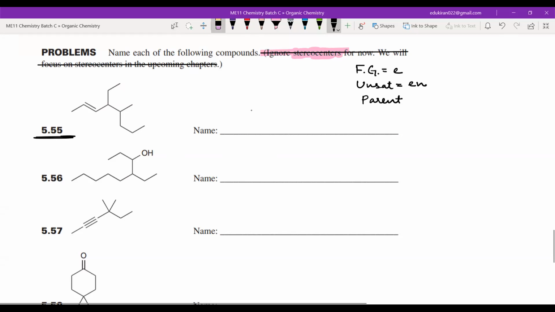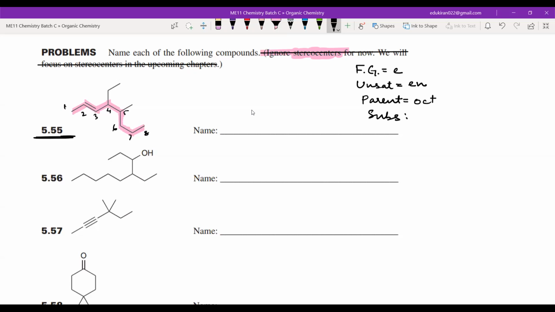So we have, okay, I hope you guys took this as parent. Yes or no? Yes, sir. So how many carbon? 8, I think. 8. Okay. Now let us also number this. So 1, 2, 3, 4, 5, 6, 7, and 8, right? Parent is oct.